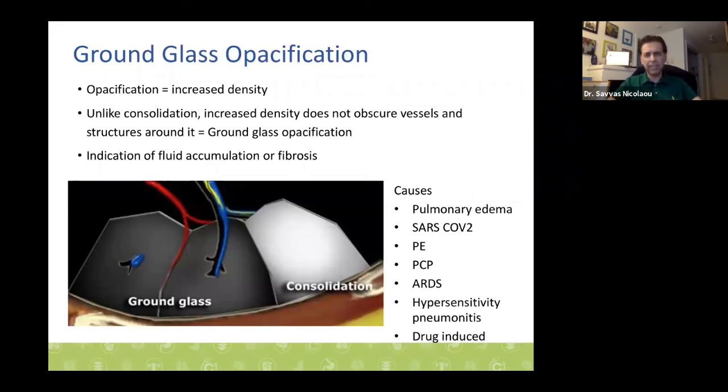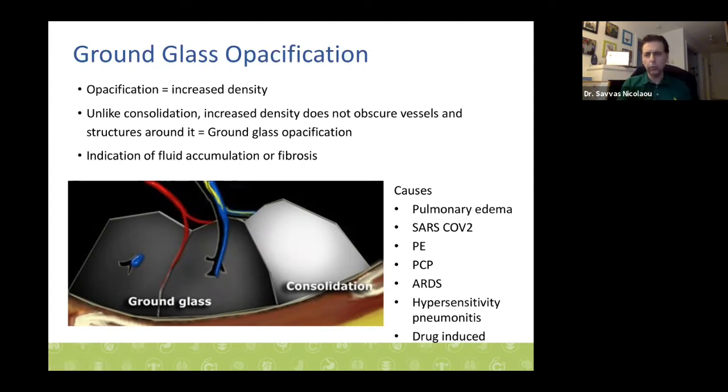What about a ground glass opacification, meaning a haze on your window? So opacification, increased density. Unlike consolidation, increased density does not obscure vessels and structures around it. Ground glass opacification, indication of fluid or accumulation of fibrosis. So causes of ground glass opacities. So we can see consolidation obscures. Ground glass opacity, you can see the vessels coursing within the area of the increased density.